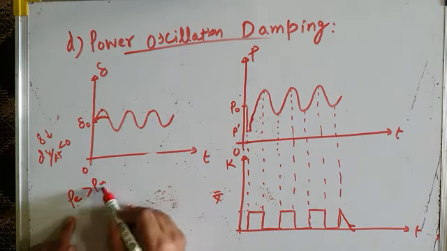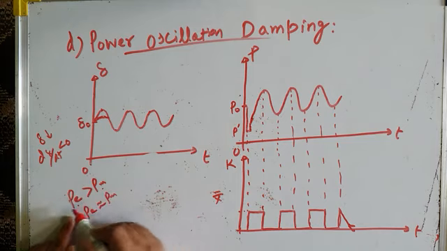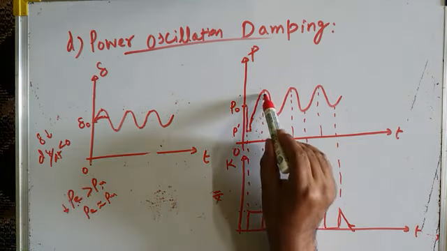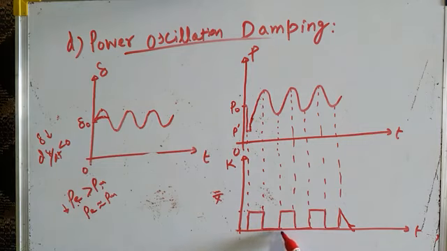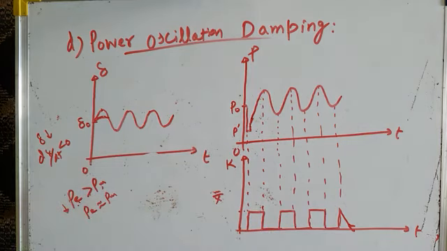And how can you make electrical output power nearly equal to mechanical input power? That means you have to reduce the electrical power transferred over the line, because it is greater than mechanical input power. How can you do that? You do that at this point by making series compensation equal to 0, by removing this series compensation.